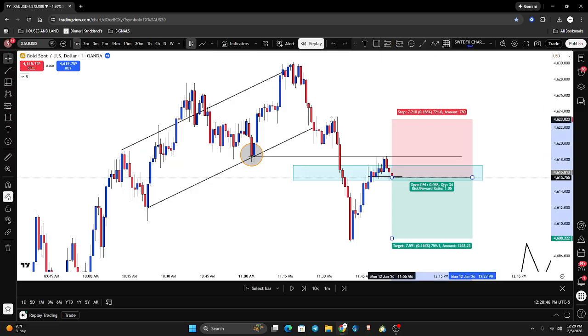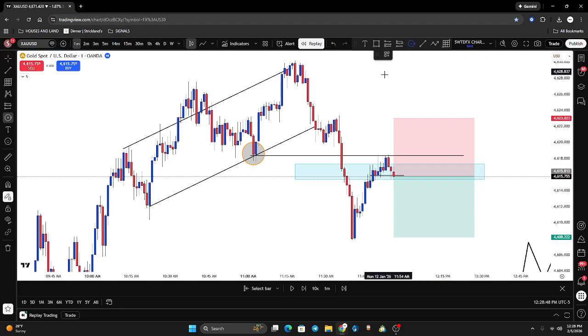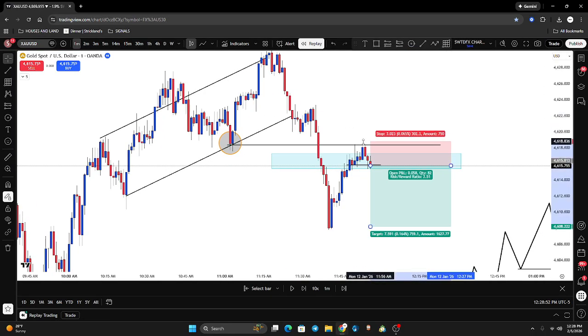We mark it. Now this becomes our stop loss right here. All right. Remember, technically you can just drag it right here, but it's gonna be a super tight stop loss. So we're gonna drag it right up here.